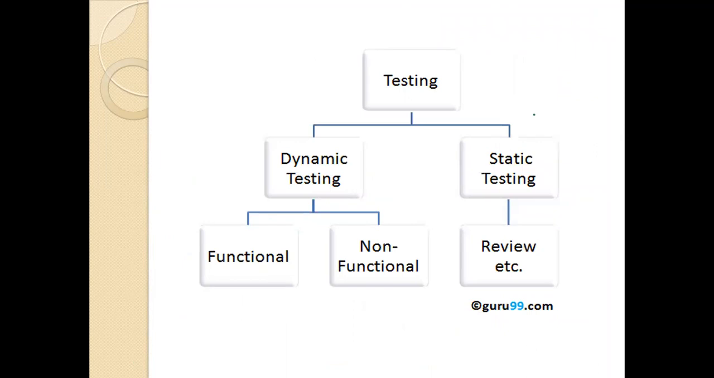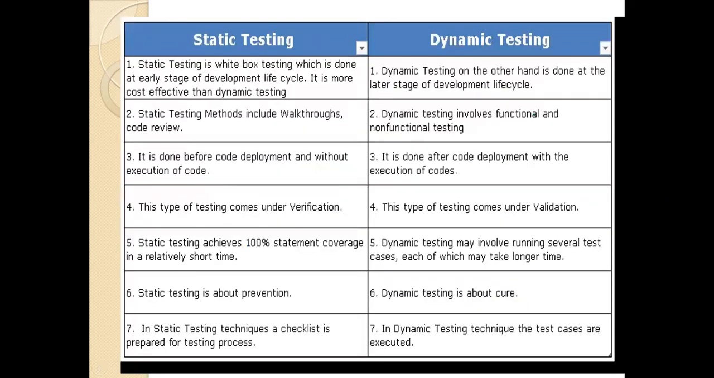Now coming to static and dynamic testing. Testing is a process which is divided into two parts: static testing and dynamic testing. Under static testing come reviews, walkthroughs, etc. And in dynamic testing, functional and non-functional are the two types. Now we are going to see the difference between static testing and dynamic testing.